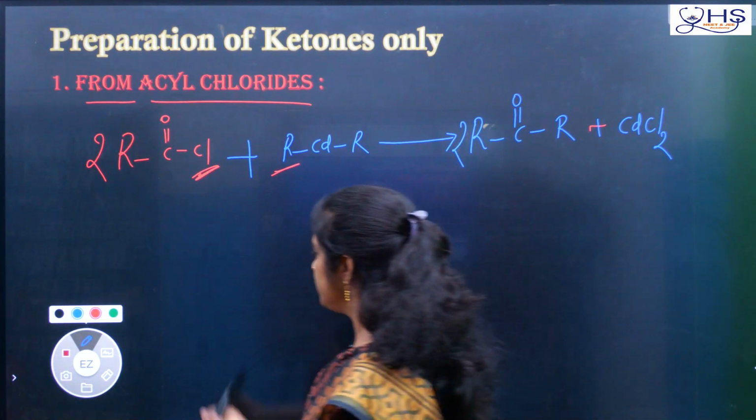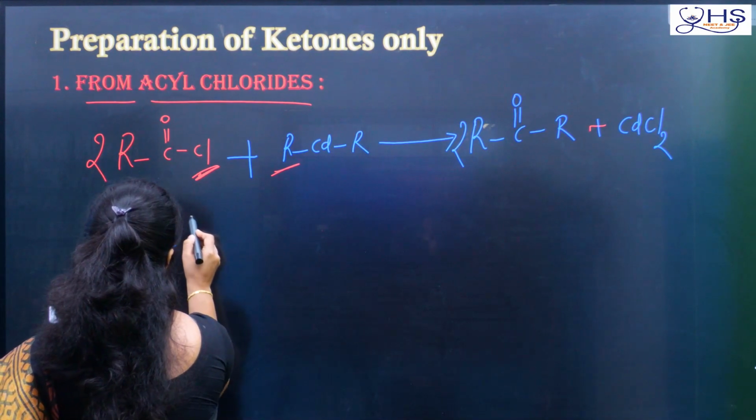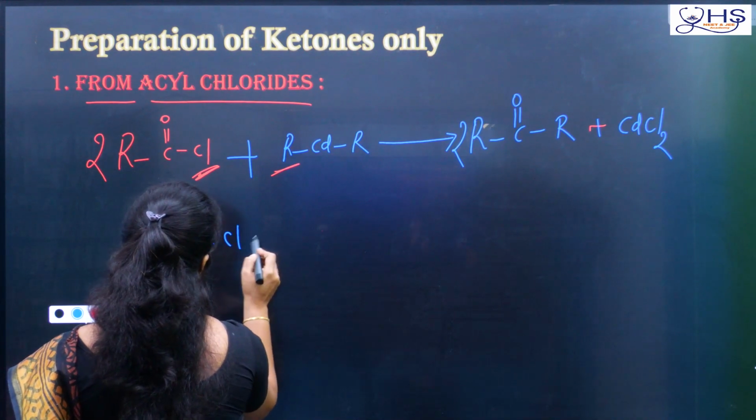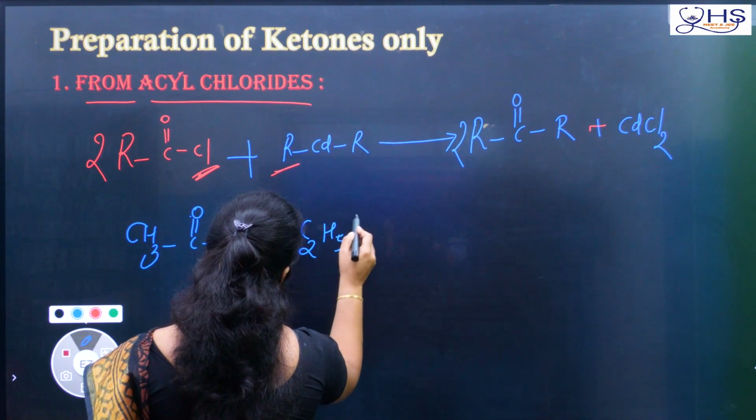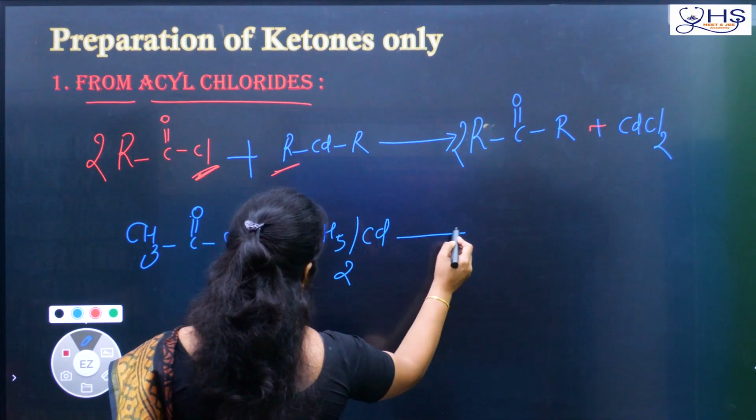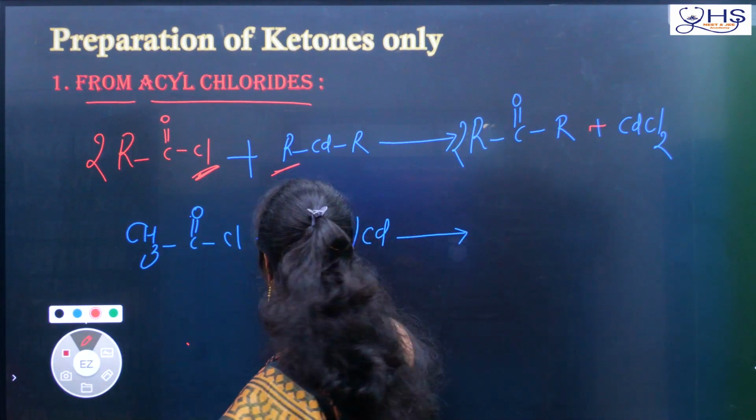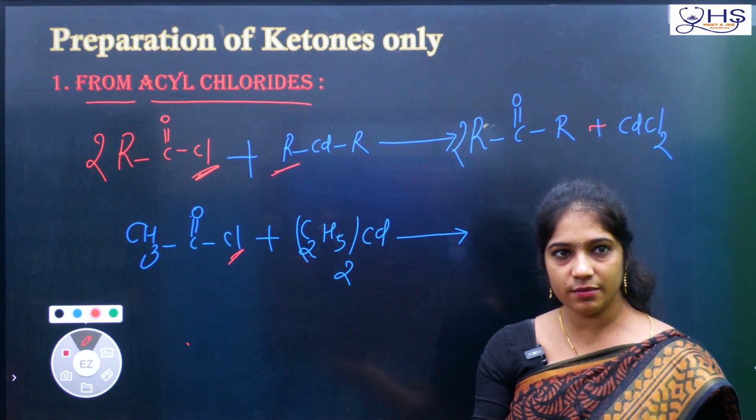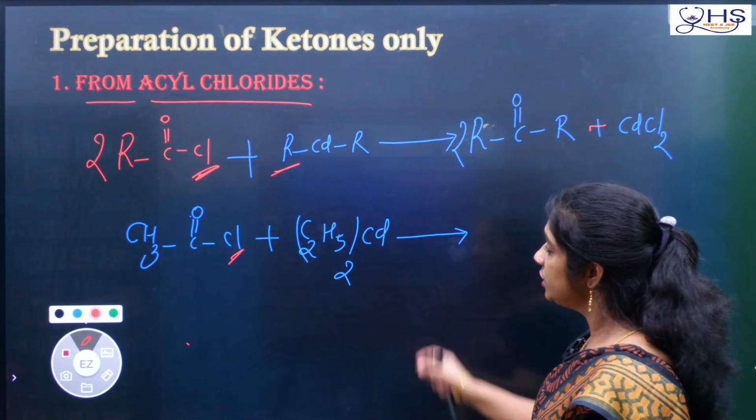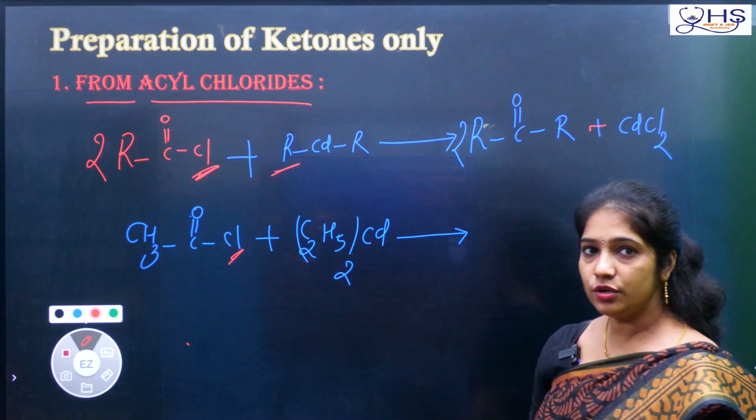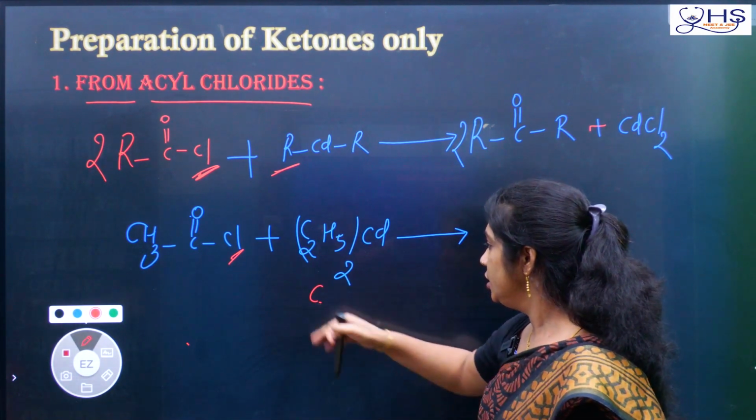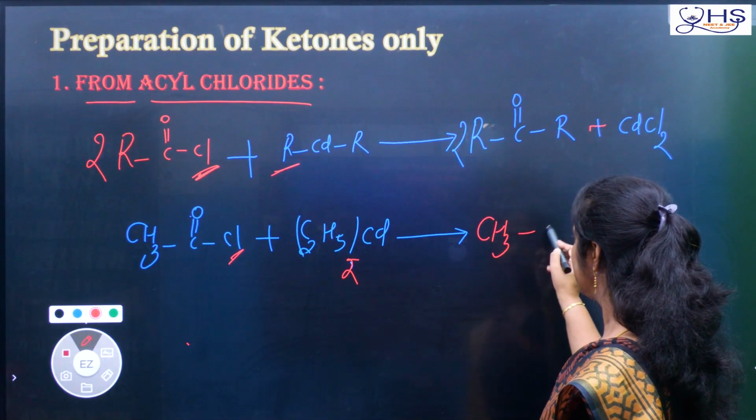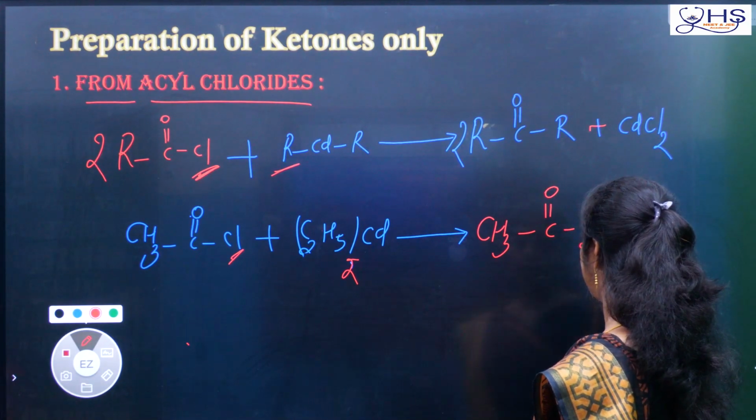Very easy. Suppose for example I am taking CH3, C double bond O, chlorine, plus C2H5 twice cadmium. What is the product over here? Same thing, this chlorine will be replaced with the alkyl group. C2H5 twice means one side of cadmium C2H5, another side also C2H5. What is the alkyl group here? Ethyl, C2H5. So our product is going to be CH3 C double bond O C2H5.